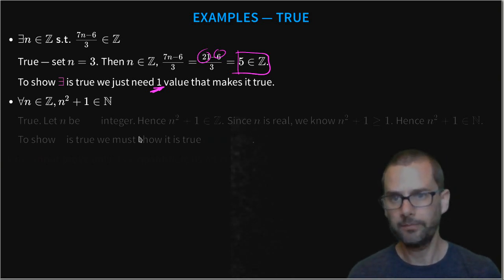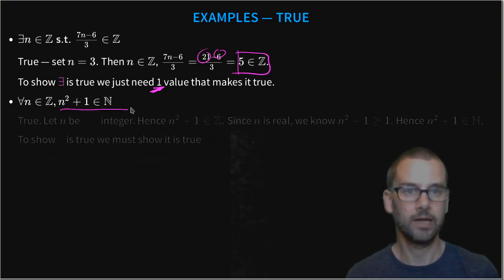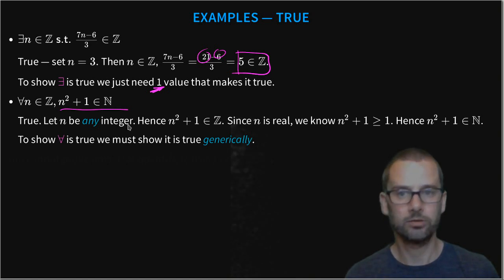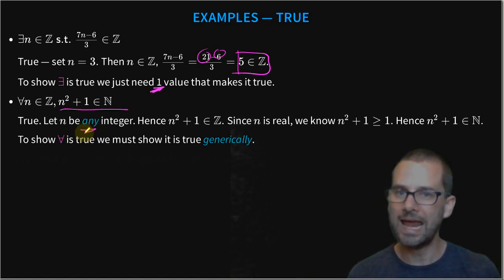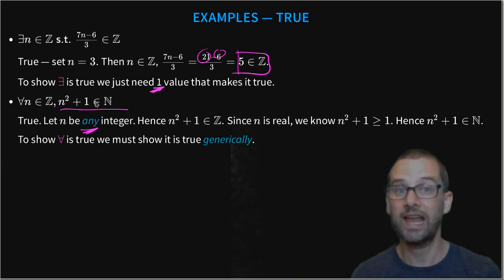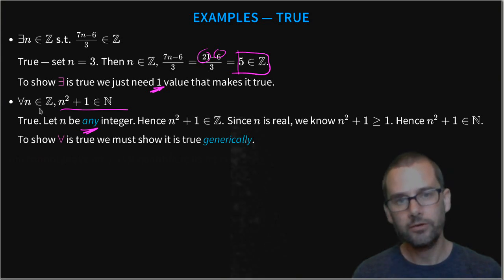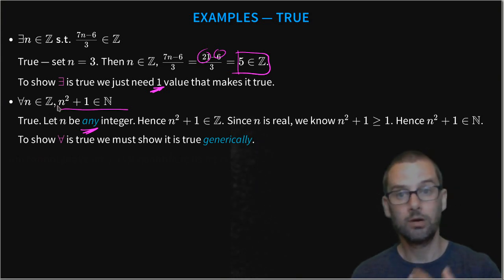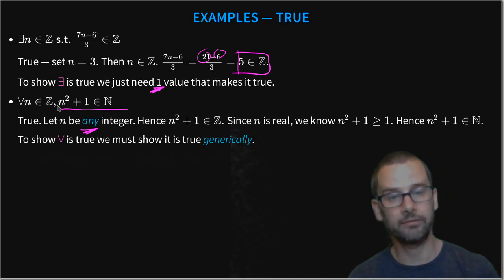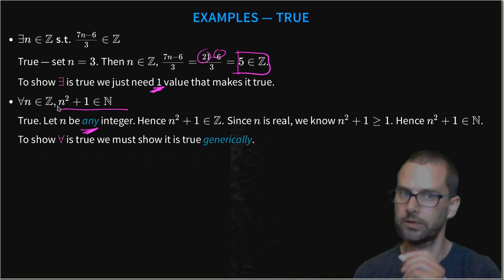Let's look at the next one. For all n in Z, so for all integers, n squared plus 1 is a natural number. So this is another true statement. We let n be any integer. Indeed, we have to show that this is true for every single integer. So generally, working with universal quantifiers is a little bit harder because we've got to make sure it works generically, that it works for every single instance. Whereas an existential quantifier is a bit easier, and I have to show it true once.